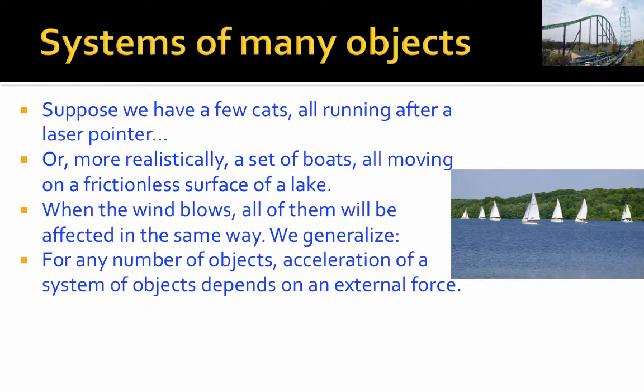So we say for any number of objects, the acceleration of the system depends on an external force. In other words, the acceleration of a system of objects depends on the total force acting on them divided by the inertia of the system of objects. Notice that this acceleration has the subscript cm, and that stands for center of mass. So we need to be able to find the center of mass of a system of objects in order to know what happens when a force acts on that system.